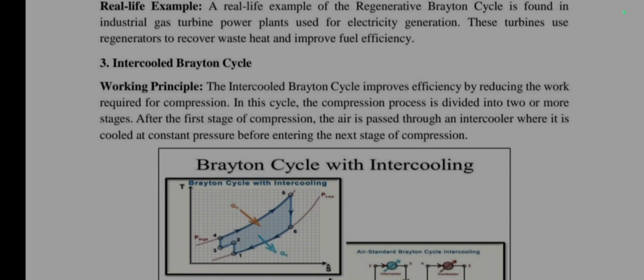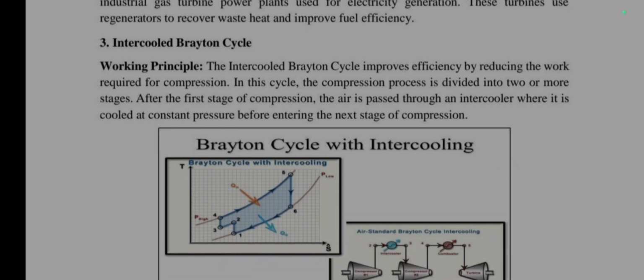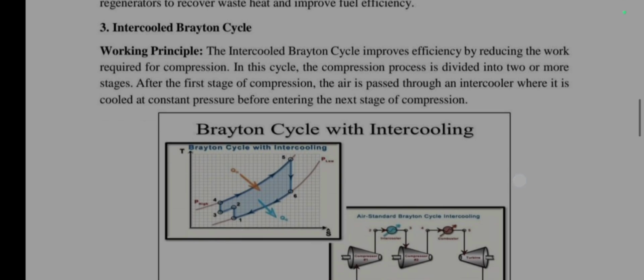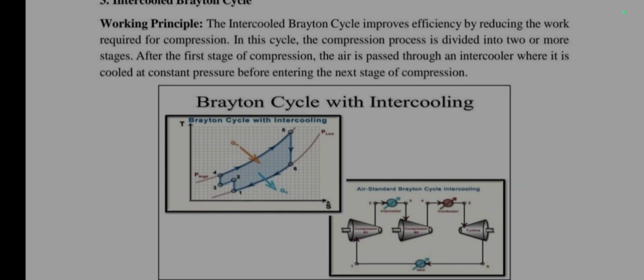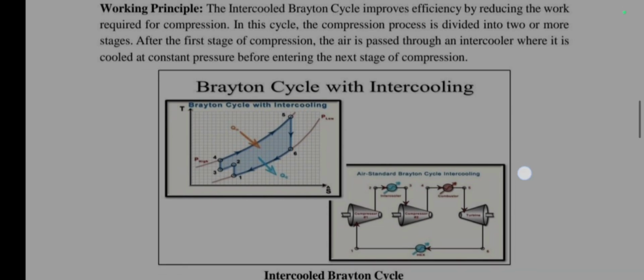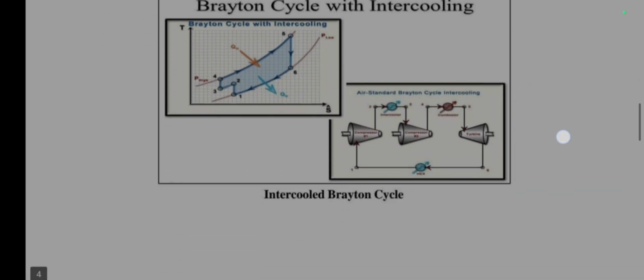Third one, intercooled Brayton cycle. Working principle. The intercooled Brayton cycle improves efficiency by reducing the work required for compression. In this cycle, the compression process is divided into two or more stages. After the first stage of compression, the air is passed through an intercooler where it is cooled at constant pressure before entering the next stage of compression.